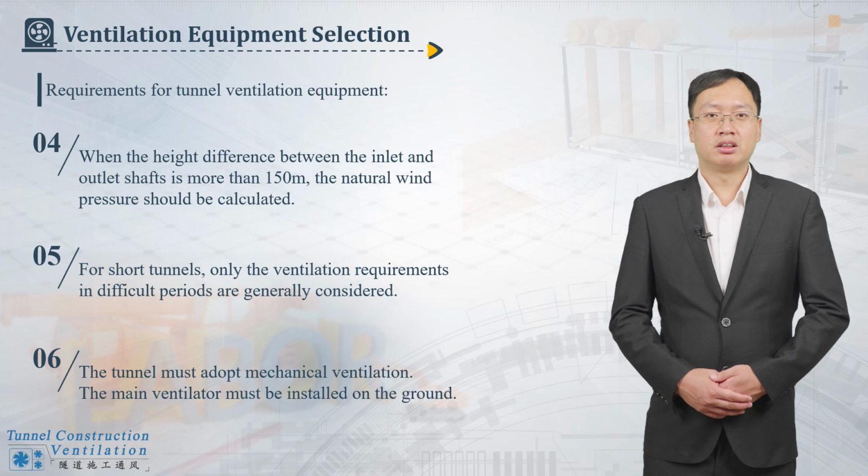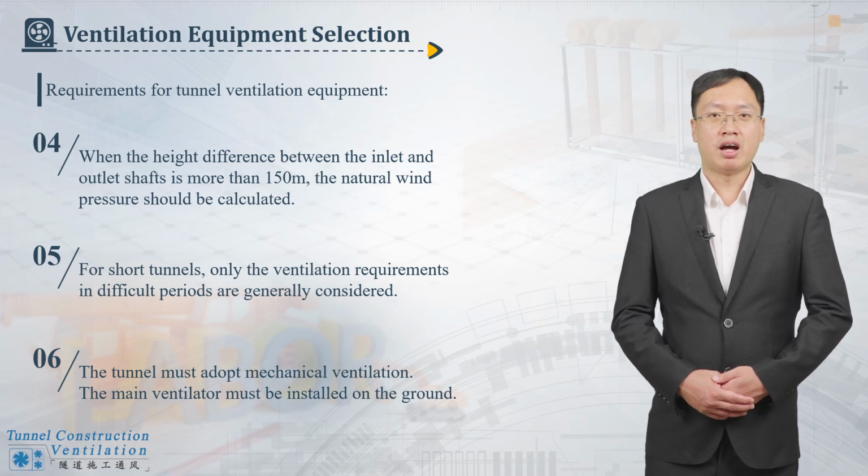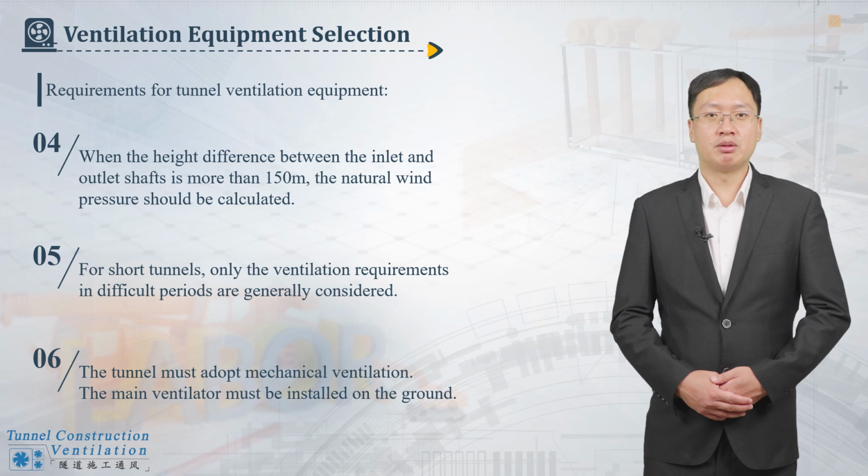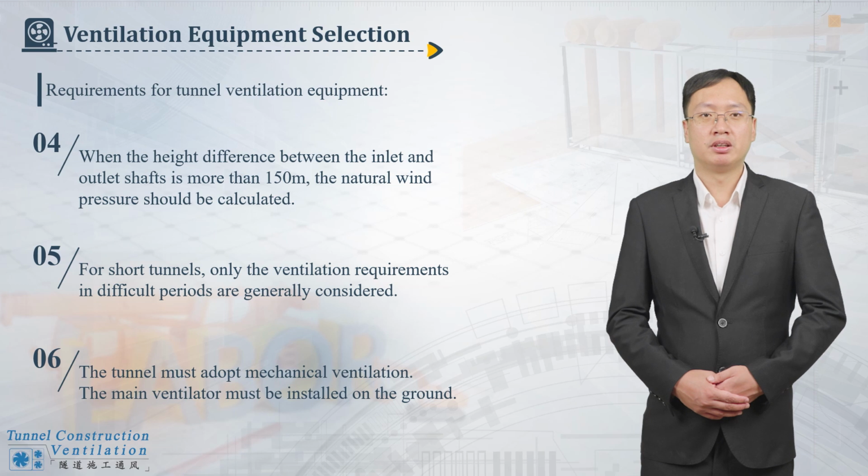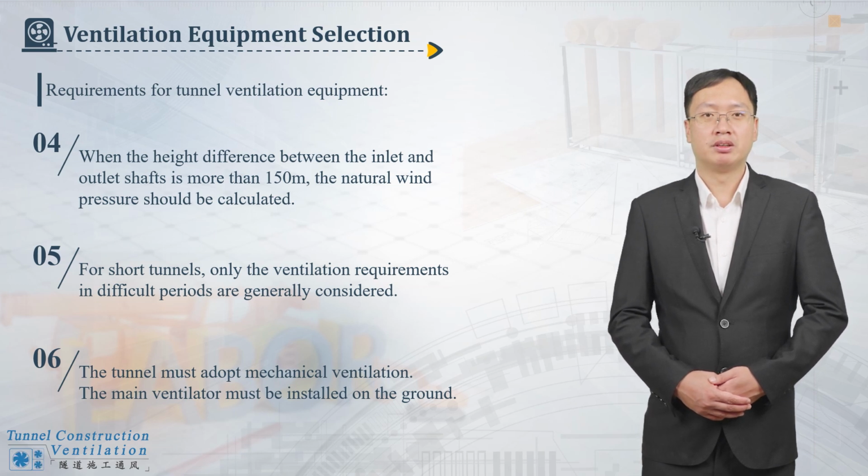6. The tunnel must adopt mechanical ventilation. The main ventilator must be installed on the ground. The shaft head equipped with the ventilator must be sealed tightly, and the external air leakage rate shall not exceed 5% without lifting equipment and 15% with lifting equipment.